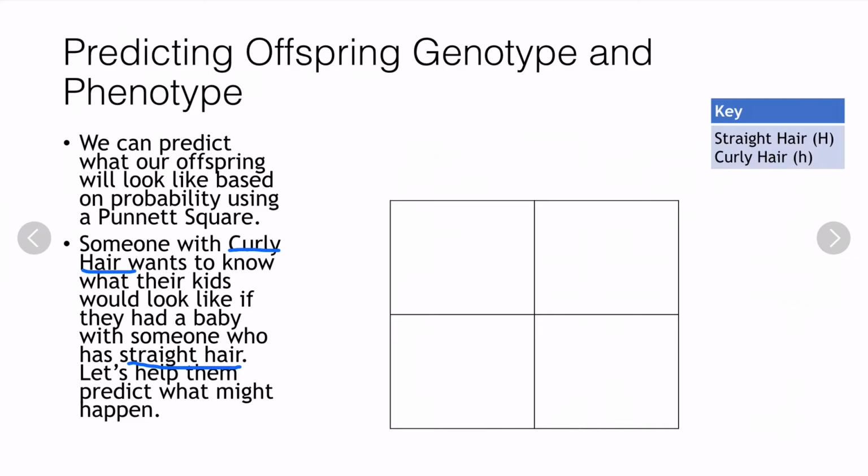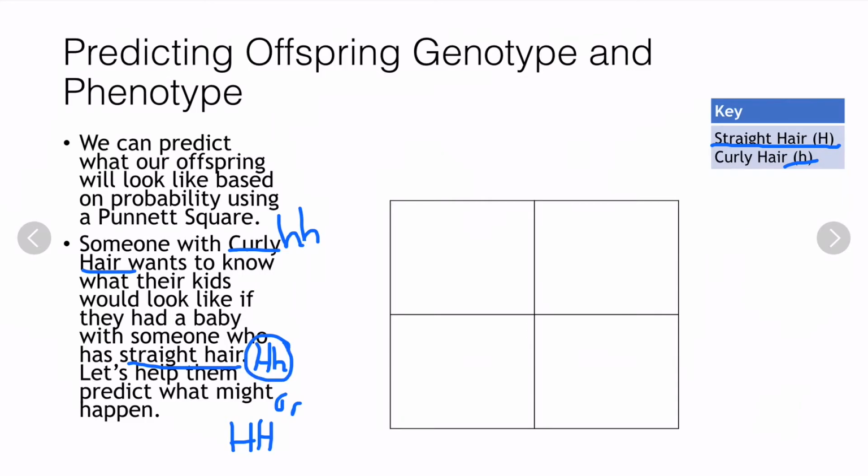Straight hair is dominant. So if someone has curly hair, they can't have any dominant alleles. They can only have recessive alleles. So this person has lowercase h, lowercase h, homozygous recessive, as their genotype. And the person with straight hair could have one of two genotypes. It could be capital H, lowercase h, heterozygous, or it could be capital H, capital H. Okay, so let's go with capital H, lowercase h.